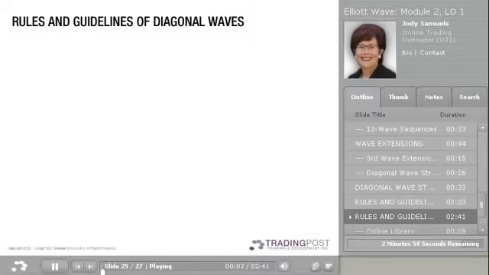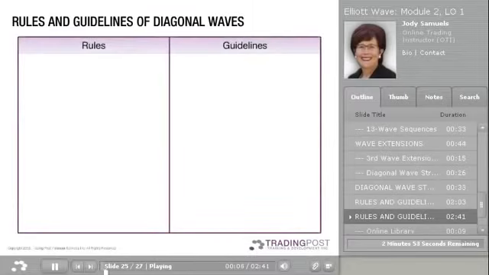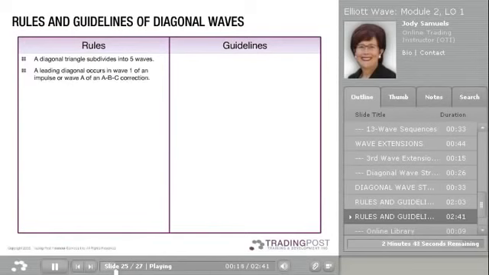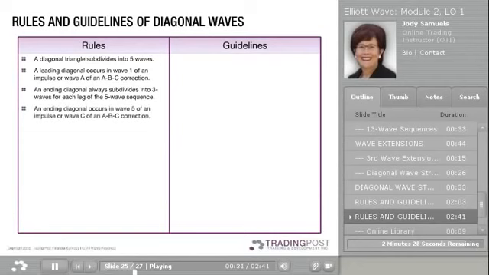And now for the rules and guidelines of diagonal waves. First, the rules. 1. A diagonal triangle subdivides into 5 waves. 2. A leading diagonal occurs in wave 1 of an impulse or wave A of an ABC correction. 3. An ending diagonal always subdivides into 3 waves for each leg of the 5-wave sequence. 4. An ending diagonal occurs in wave 5 of an impulse or wave C of an ABC correction.